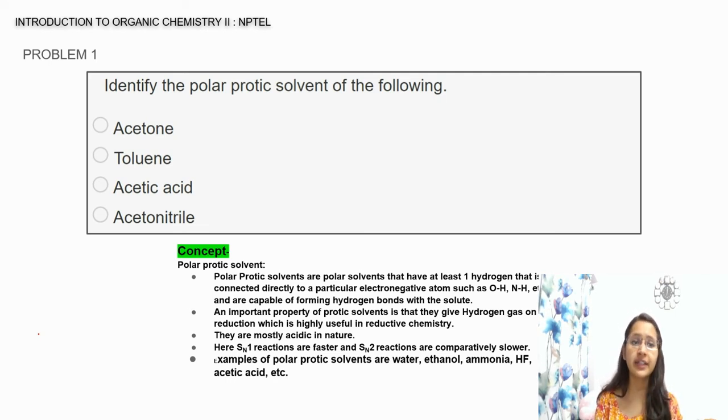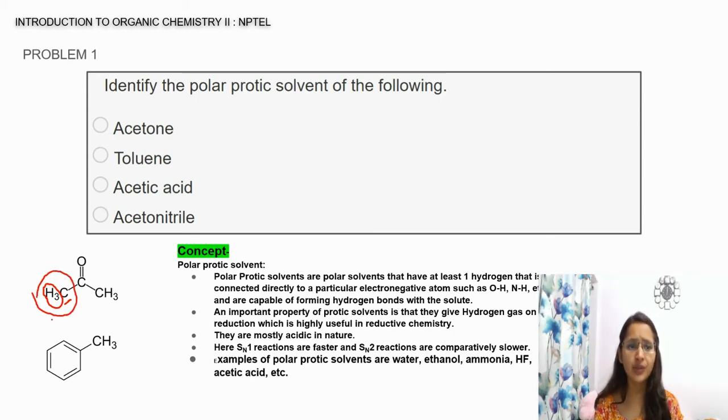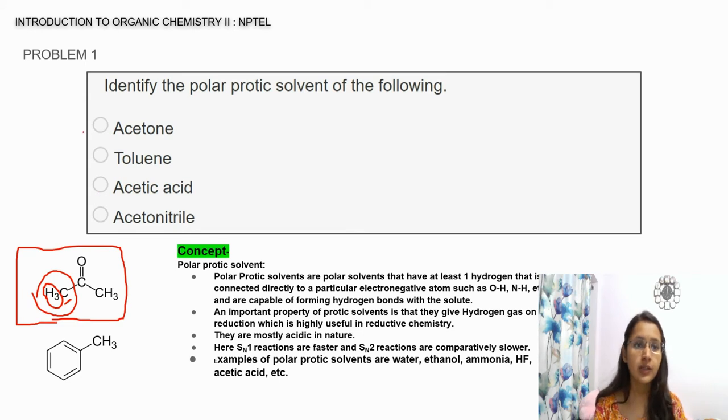Starting with acetone and toluene. As you can see here, this hydrogen of acetone is connected to the carbon, which is not electronegative in nature. So here the hydrogens are not acidic. We can say that it is not a polar protic solvent, as on dissociation it will not give you a proton. So acetone is not the answer.